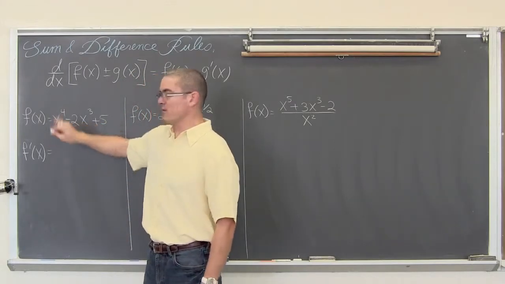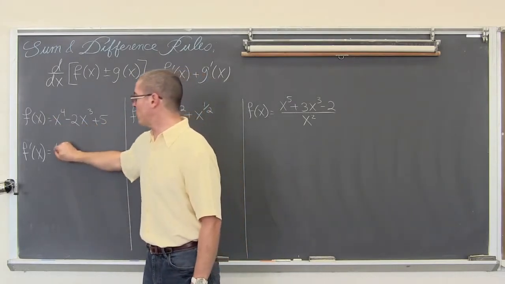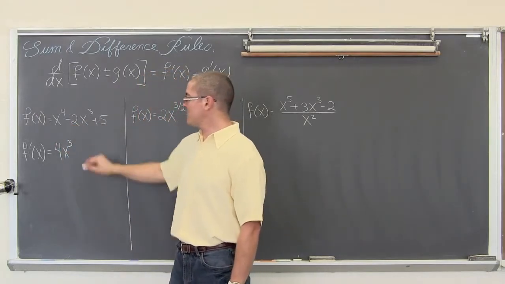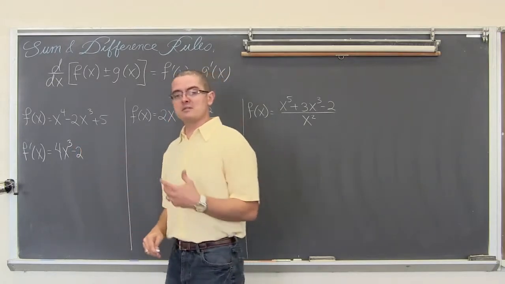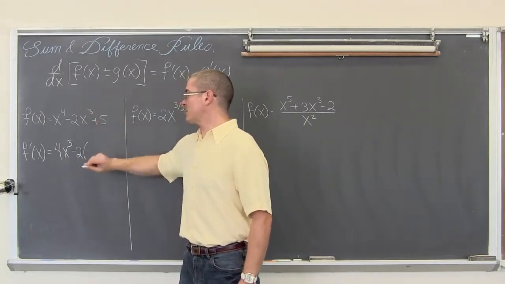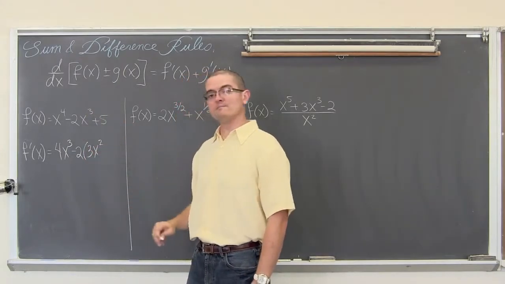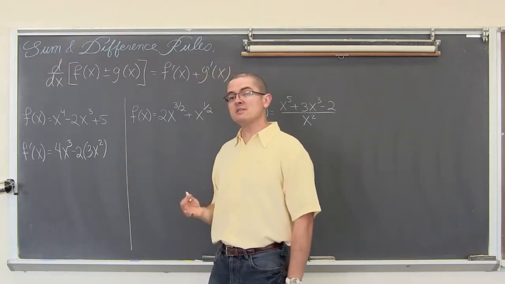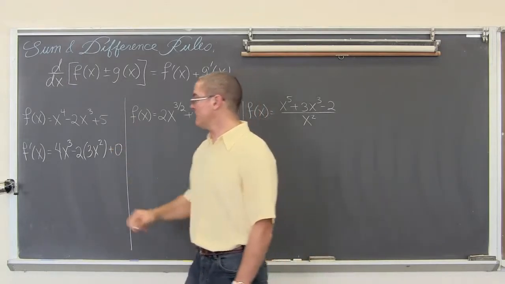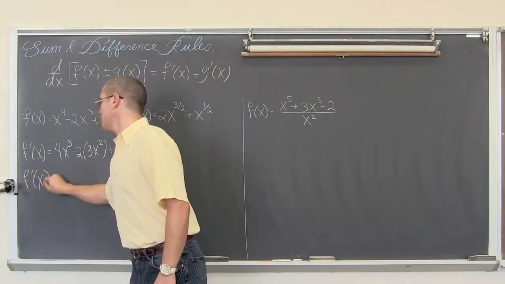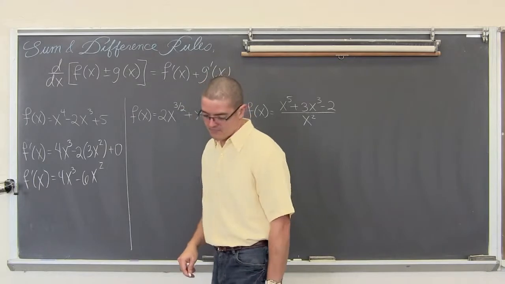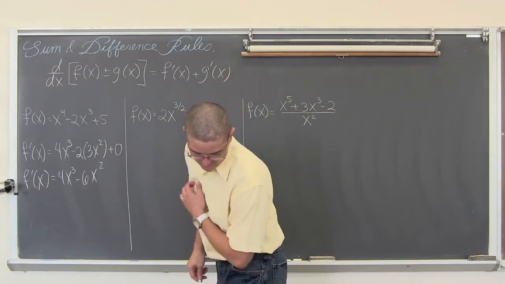So x to the 4th, the derivative of x to the 4th we now know is going to be 4x to the 3rd. Negative 2x to the 3rd, well, that's going to be negative 2, our constant multiple, times the derivative of x to the 3rd, which is 3x squared. And then the 5 is a constant, and the derivative of a constant is equal to 0. So ultimately, f prime of x here is going to be 4x to the 3rd minus 6x squared, and that's it. Let me just make sure I didn't say something silly.